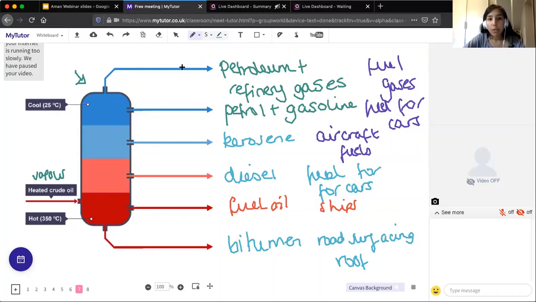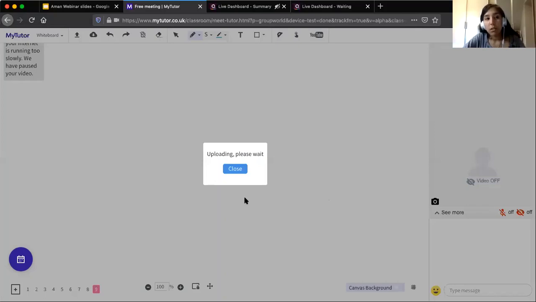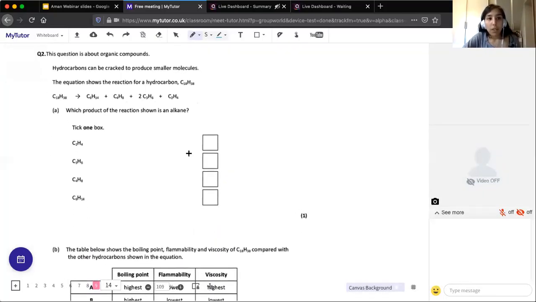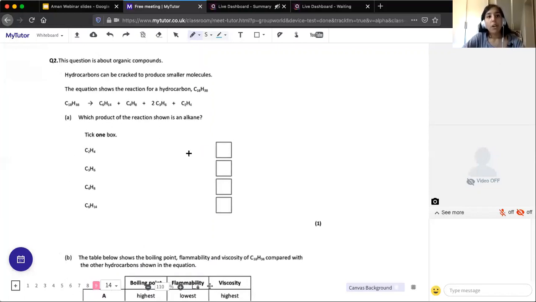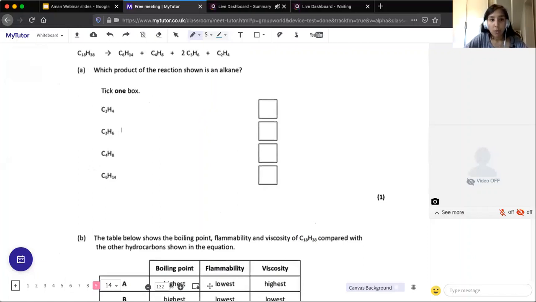Okay, so let's do an exam question or two then. So let me just get those up. All right, so this question is about organic compounds. Hydrocarbons can be cracked to produce smaller molecules. We're going to go through cracking tomorrow. So this question says, which product of the reaction shown is an alkane? So I appreciate that's a bit small. So if you can see that, which one over there is an alkane? Top one, this one, this one, or this one.